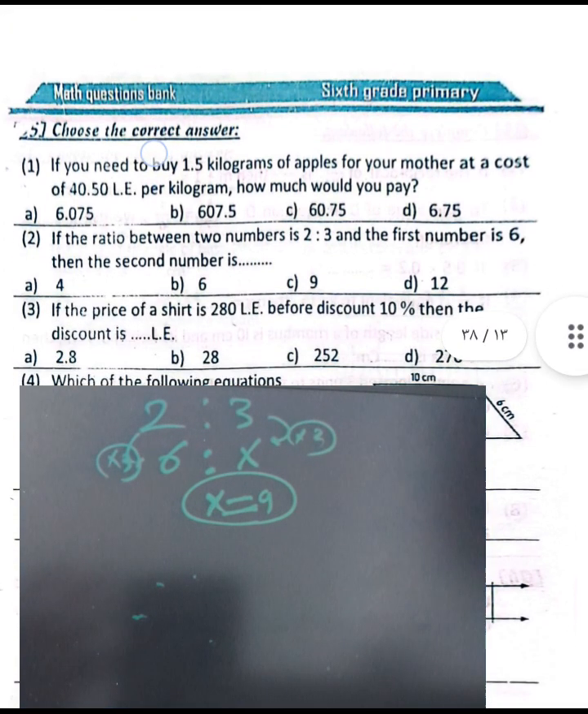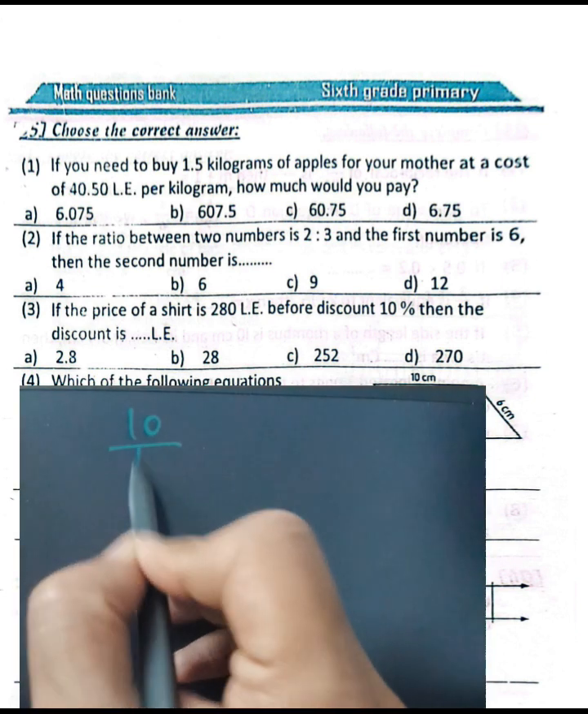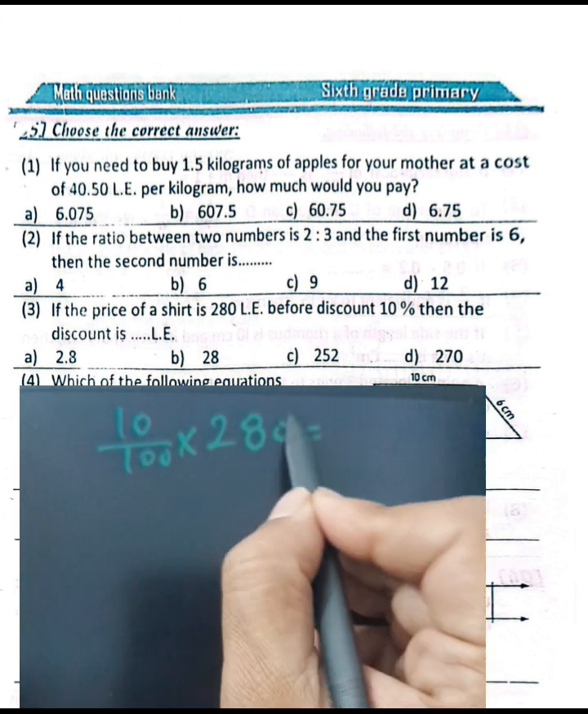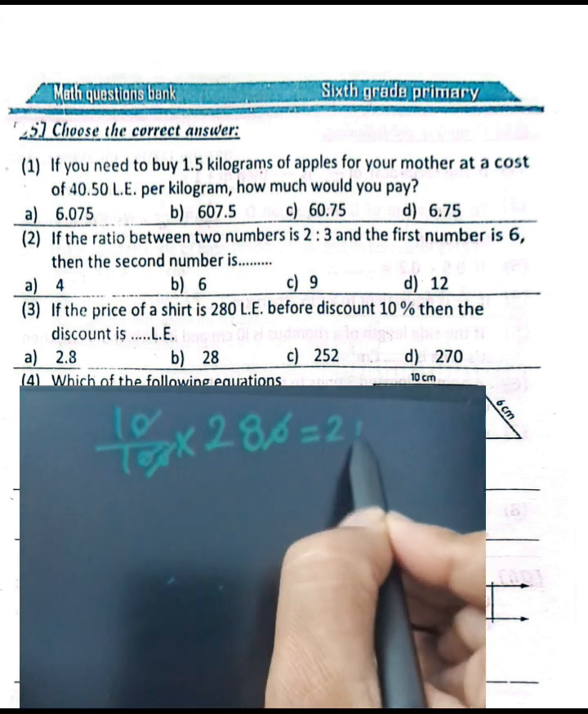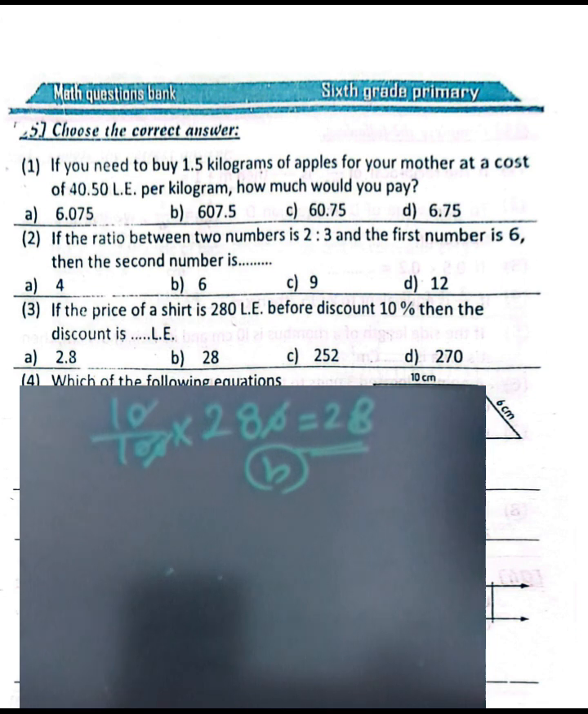Question number 3. If the price of a shirt is 280 Egyptian lira before a discount of 10%, then the discount will be what? He gives us the price of the shirt is 280 before discount. Then we want to find the discount. 10% is 10 over 100 multiplied by the total number. Then we can cancel 0 by 0, 0 by 0. Then the discount will be 28. Letter B. Discount will be 28.